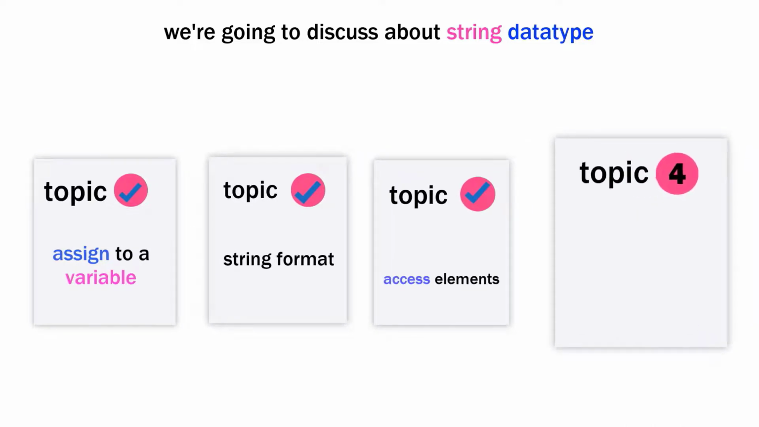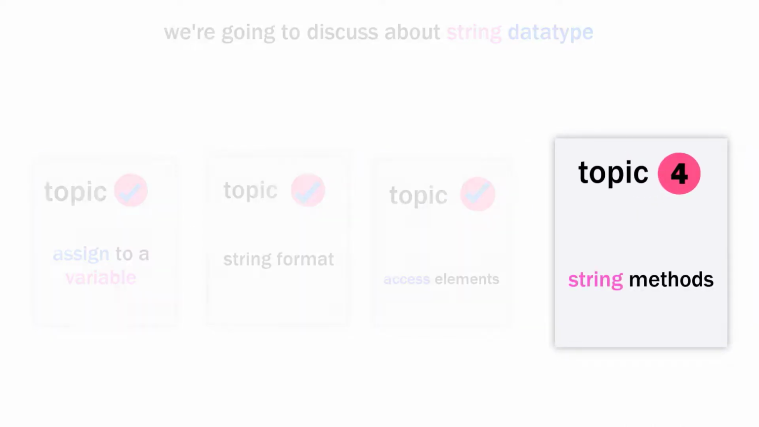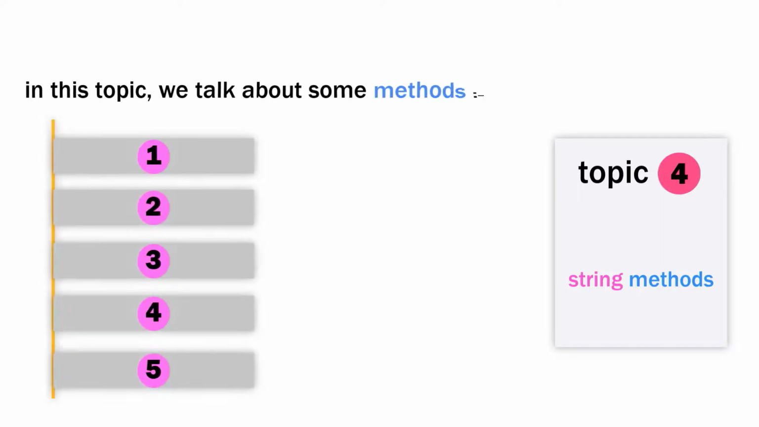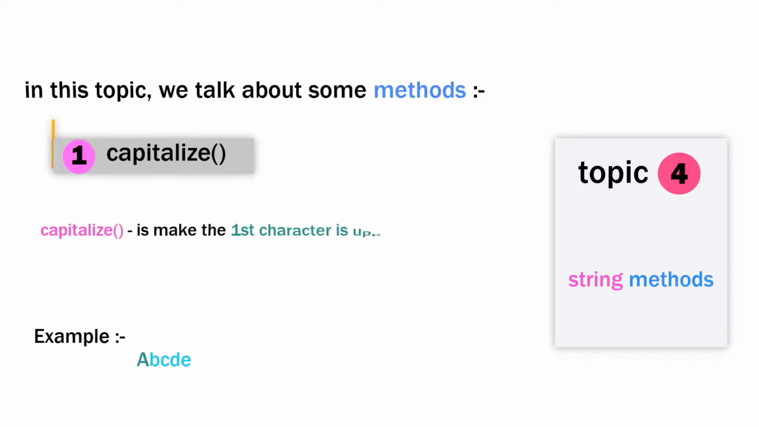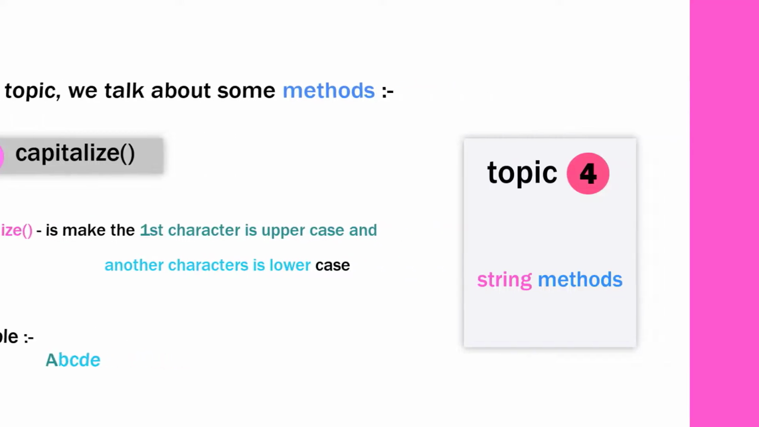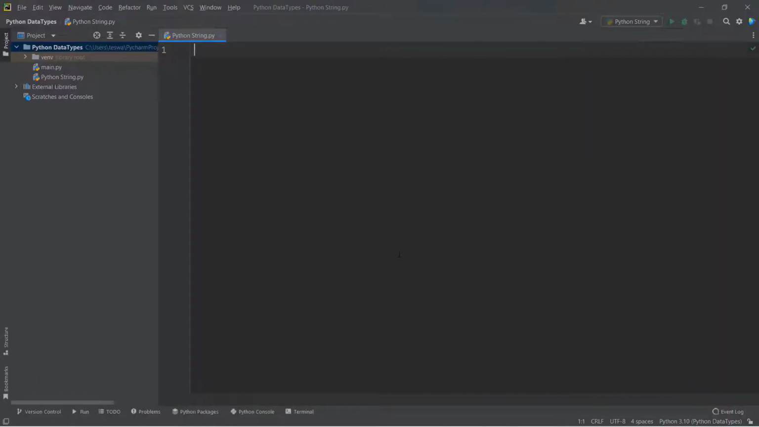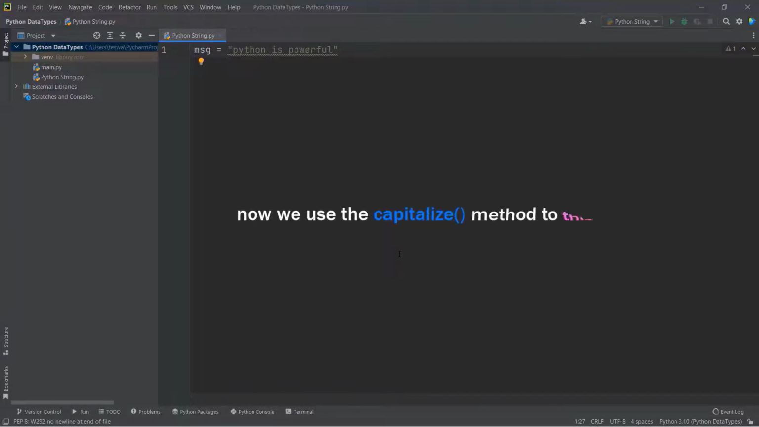Now the fourth topic is string methods. In this video we talk about some methods for using the string data type. Now the first method is the capitalize method. The capitalize method makes the first character uppercase and the other characters lowercase. For example, here I am going to create a string and call it message. So message equal to double quotes Python is powerful. Now we use the capitalize method on this string.